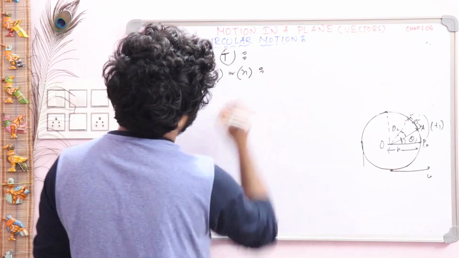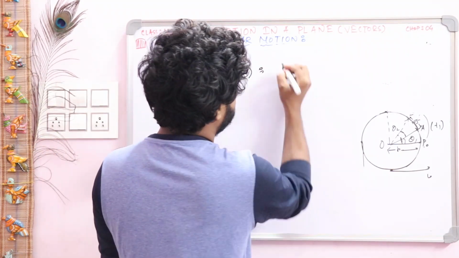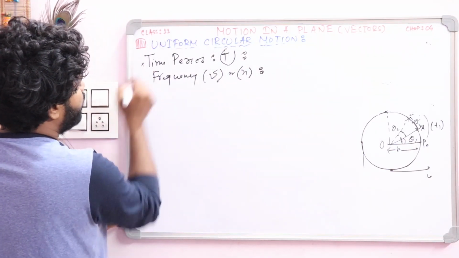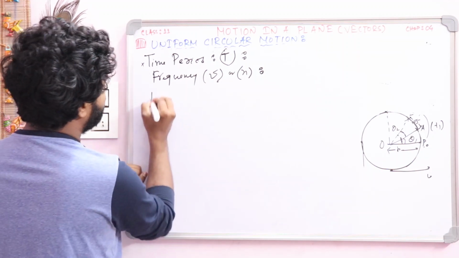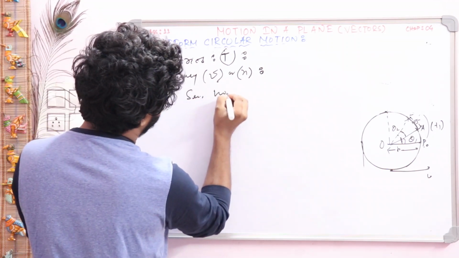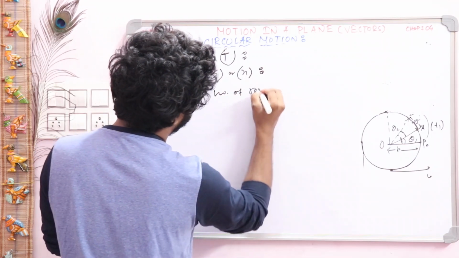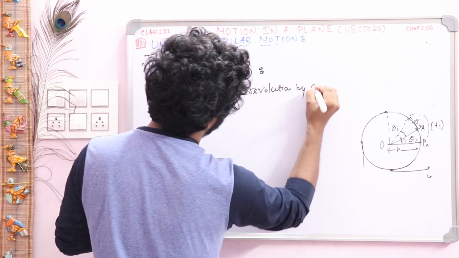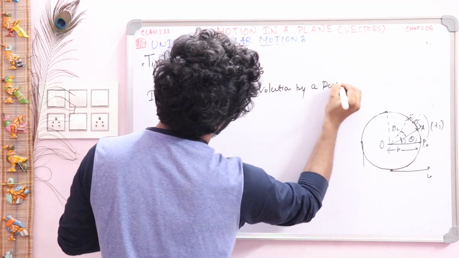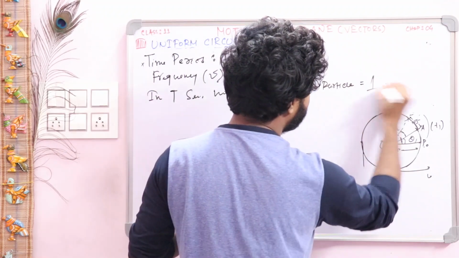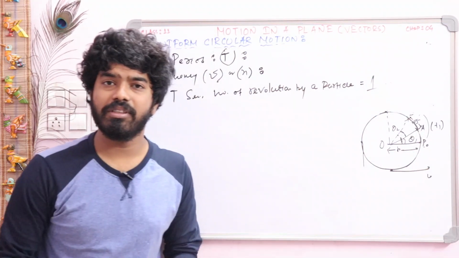Frequency is denoted by the number of revolutions in 1 second. Now, by the definition of time period, we can write that in t seconds, the number of revolutions by a particle is equal to 1. This is the definition of time period.